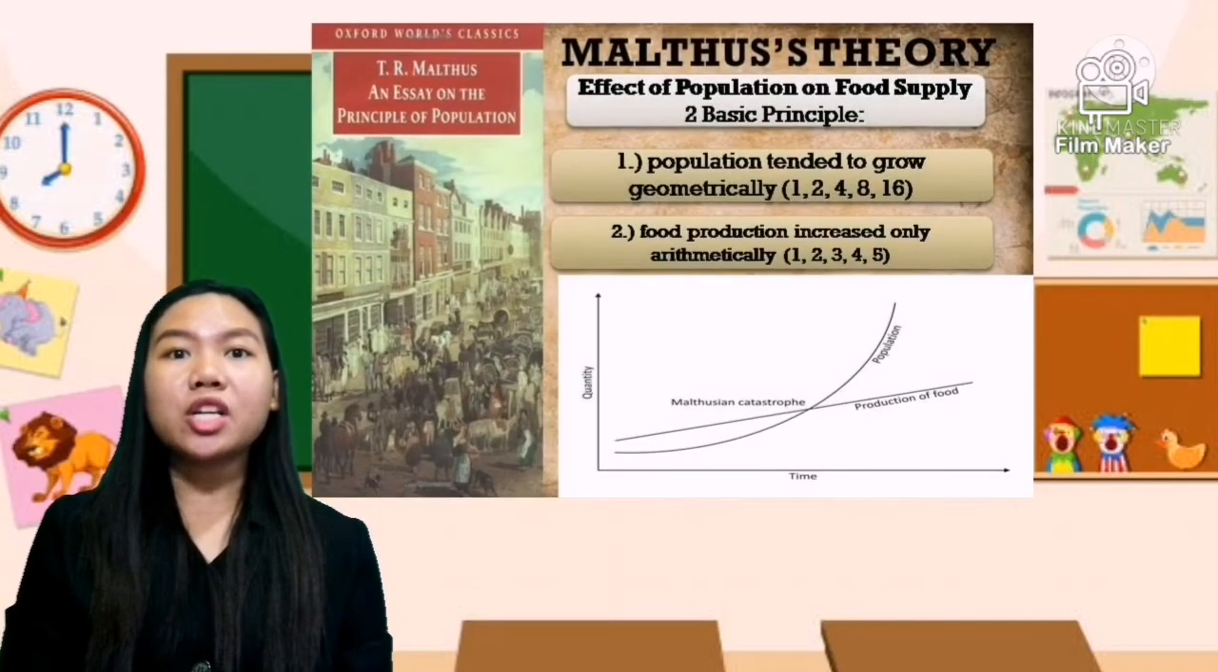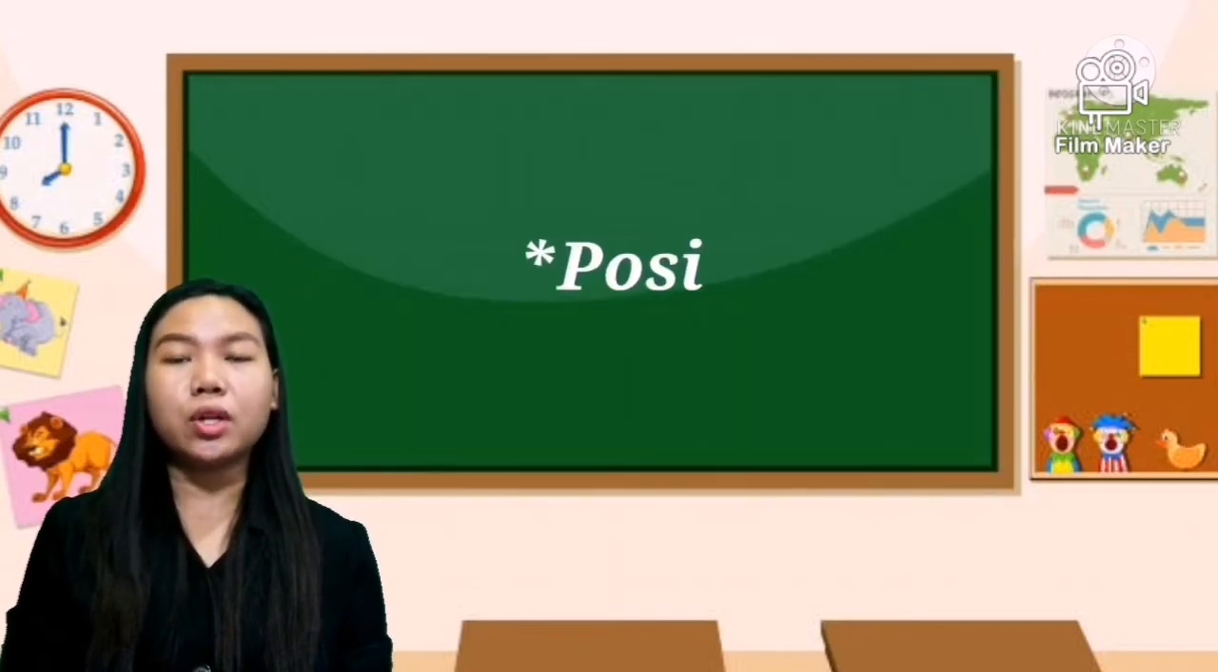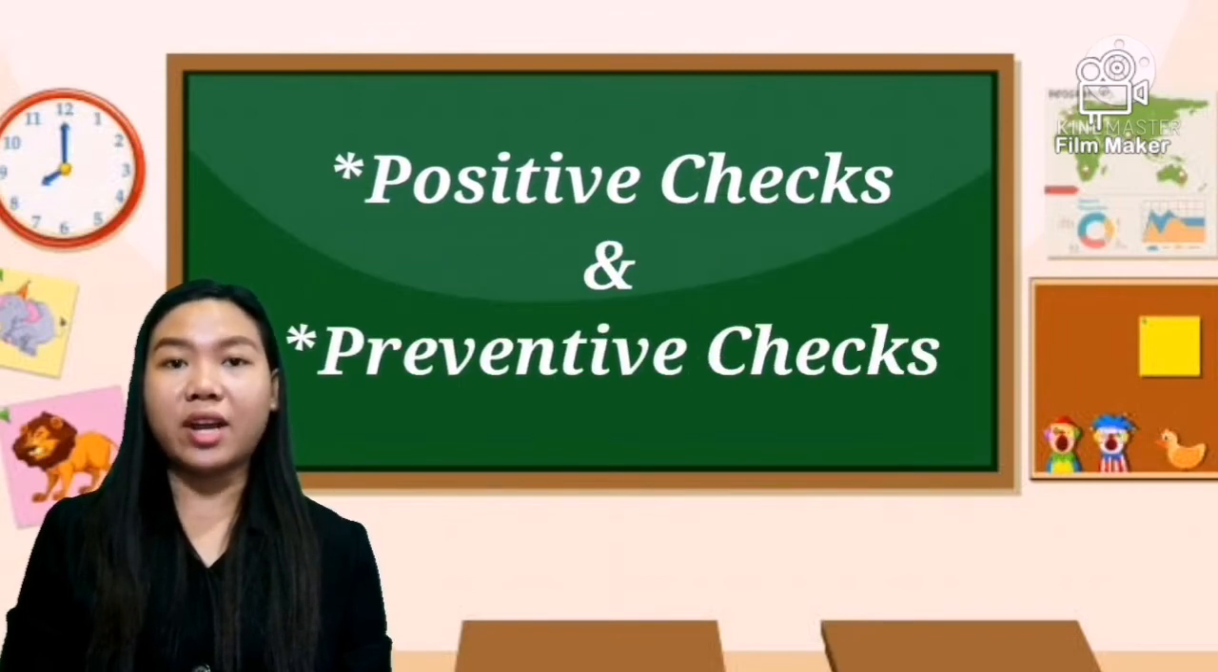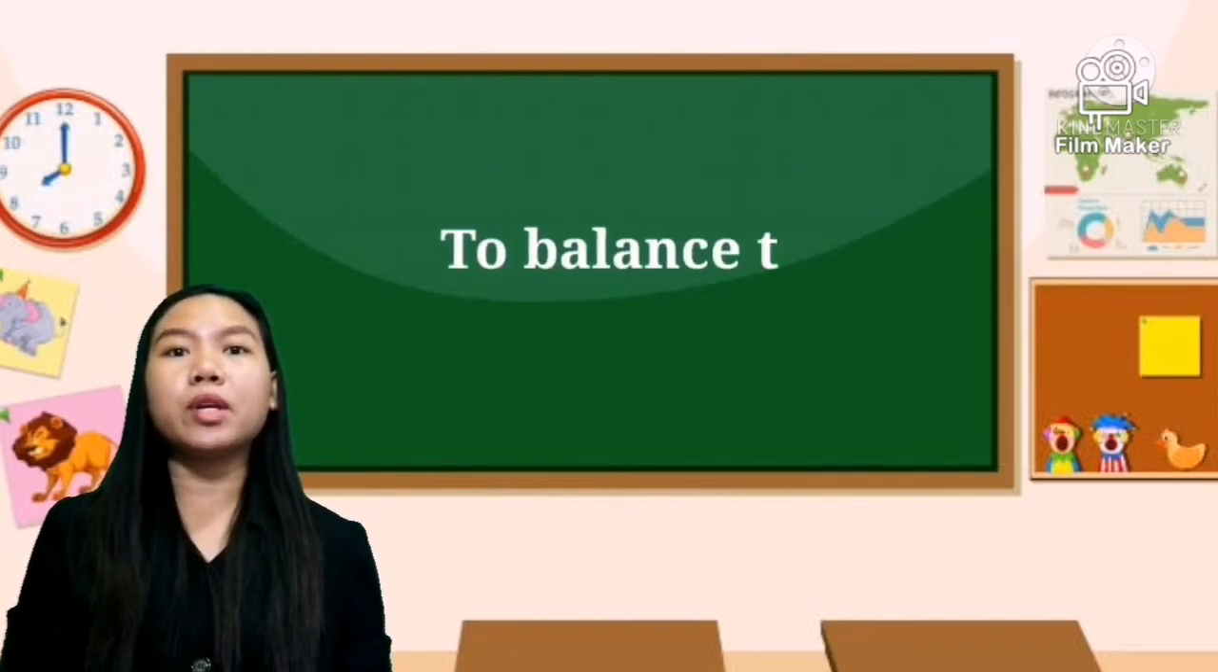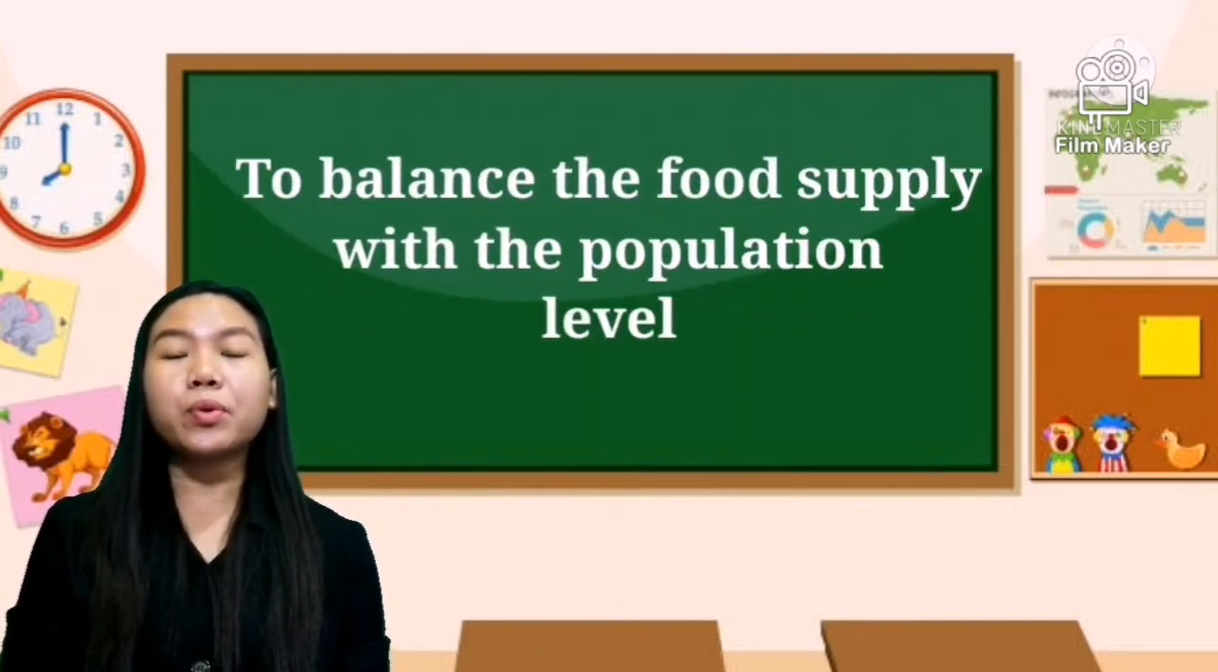First, while population tended to grow geometrically, 2, 4, 8, 16, food production increased only arithmetically, 2, 3, 4, 5. So the population will grow faster than the supply of food. Specifically, it postulates that continued population growth will eventually outstrip the limited resources of our world. So Malthus suggested a population control through positive checks and preventive checks. He believed that through preventive checks and positive checks, the population would be controlled to balance the food supply with the population level.